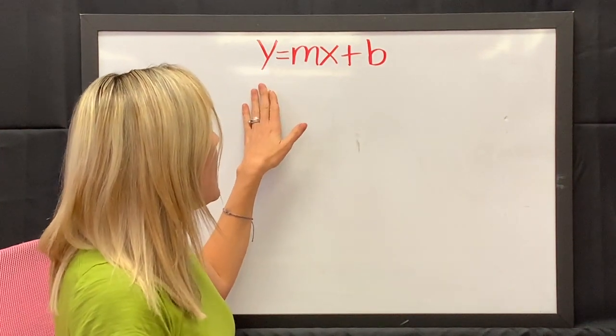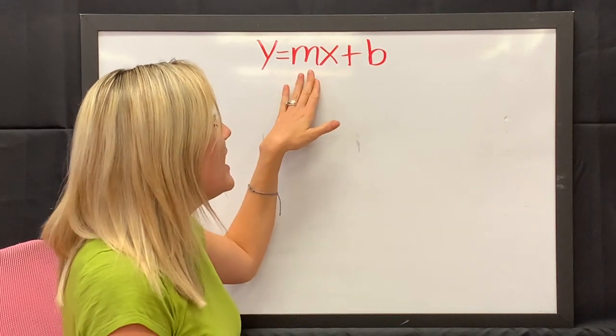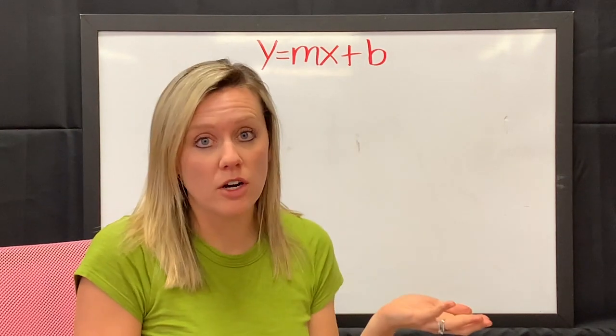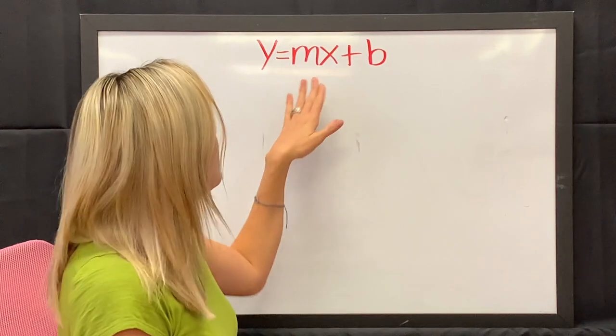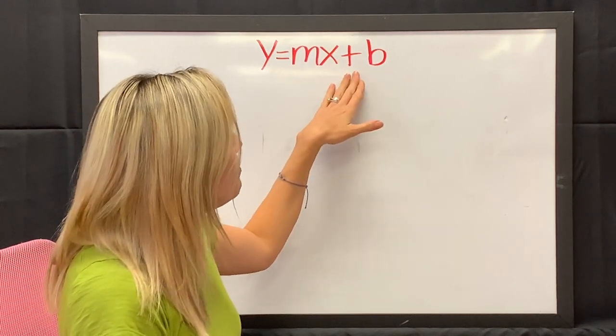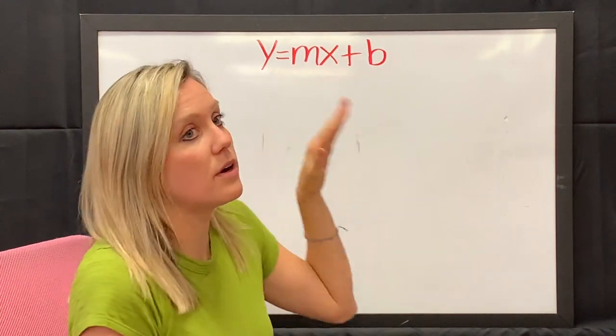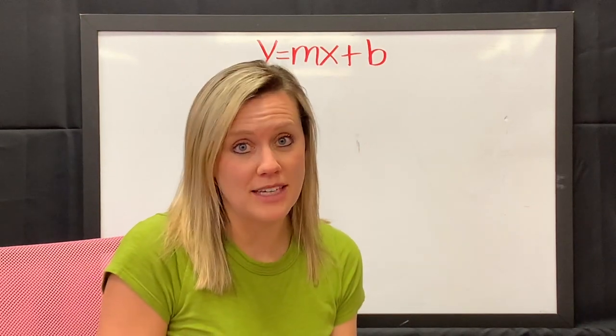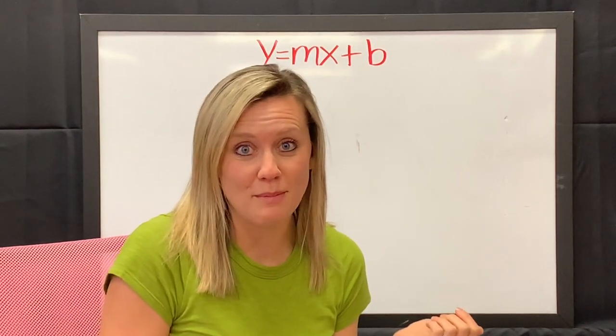Y is going to have a y, then we're going to have the equal sign. M is going to be a number, that is our slope. Then we're going to have an x, and then we're going to have plus or minus another number. And that is our y-intercept. Okay, let's do the first problem.